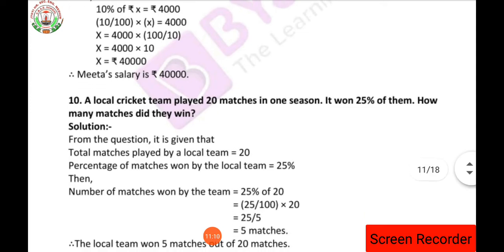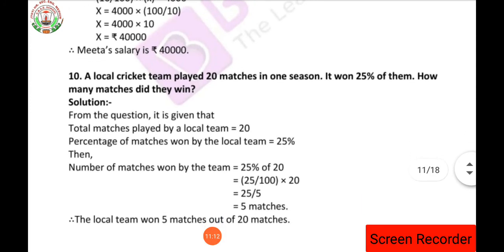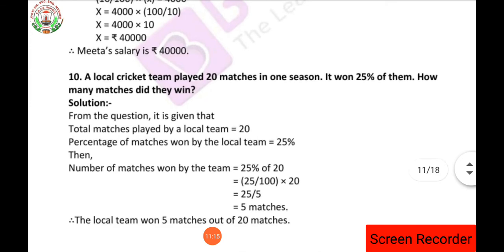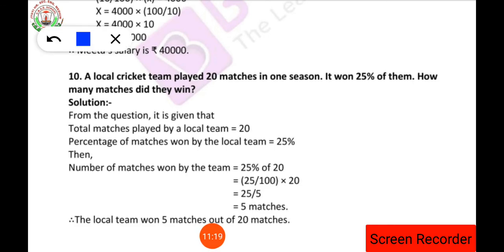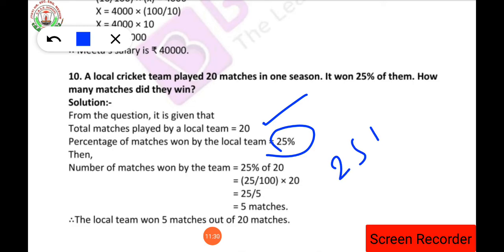Now next one, a local cricket team played 20 matches in one season. Okay, how many matches were they going to play in one season? That is 20 matches. It won 25% of them. How many matches did they win? So here the total matches played by the local team is 20, and out of 20 matches, 25% matches were won by the team.